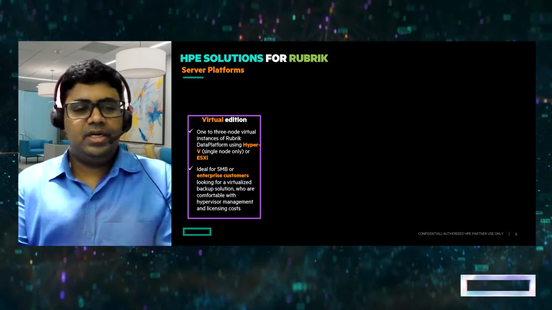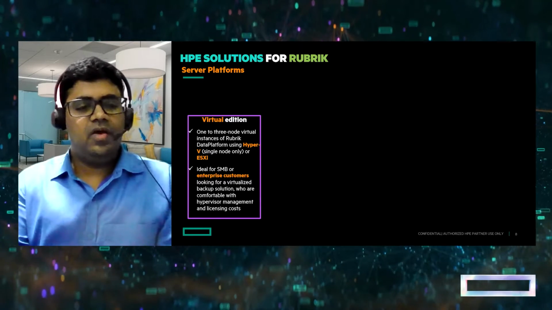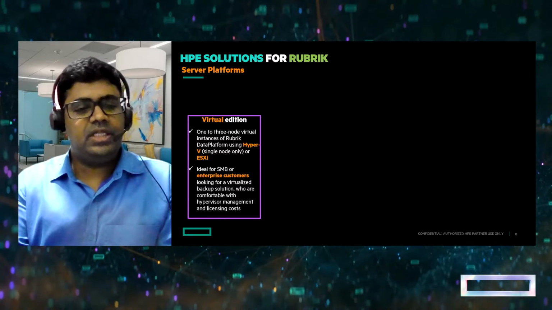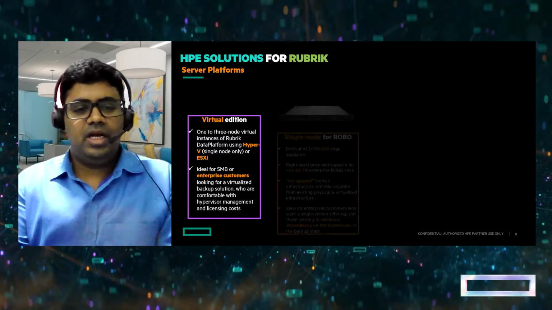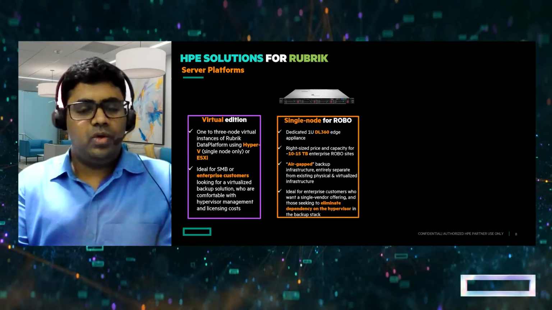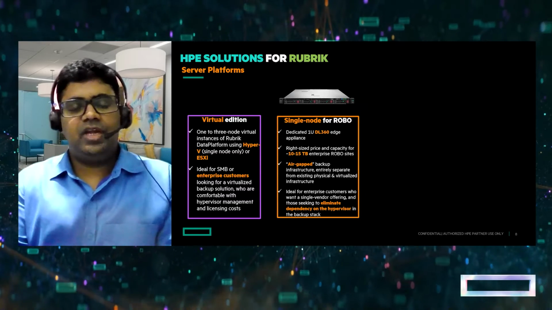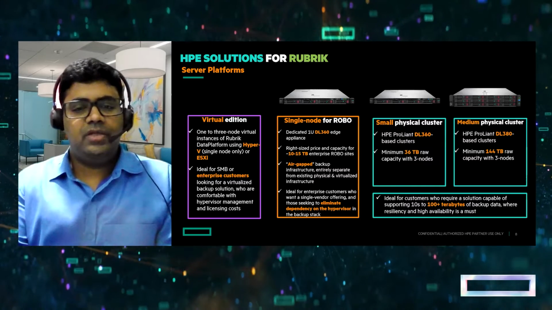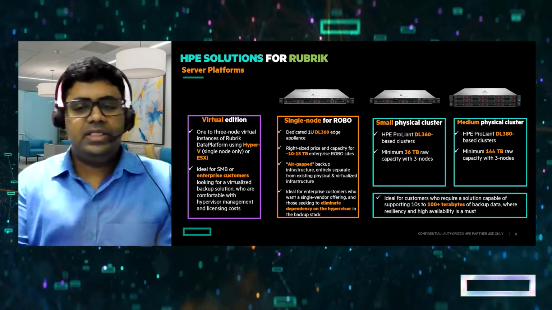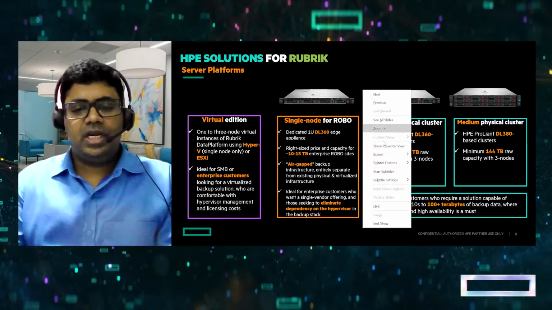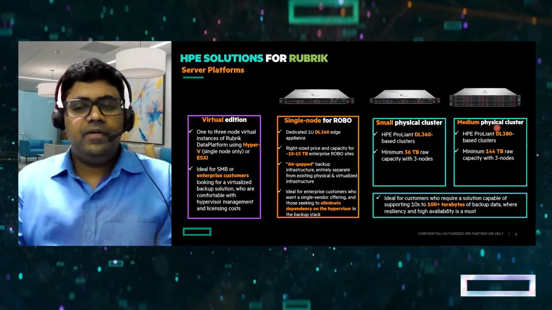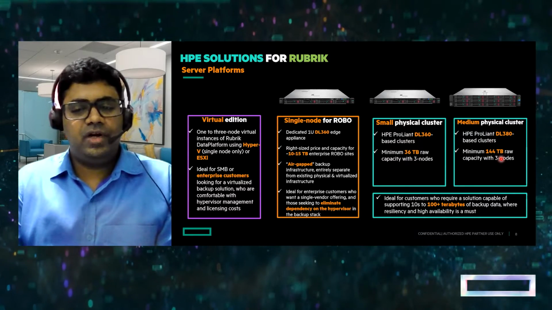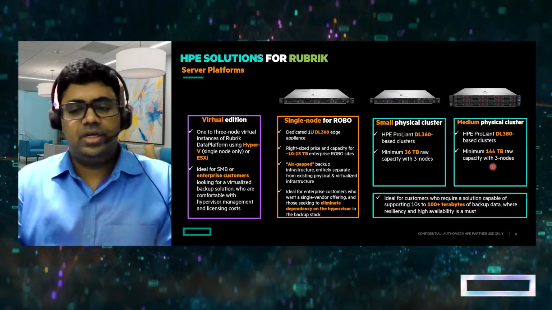So the virtual edition specifically starts with a minimum of 1 to 3 nodes, with the minimum recommendation of 1, and best practice is to start with 3-node virtual instances. And also a single node for remote office and branch offices, and we can use a 1U DL360 server as an edge appliance. And also we can plan to implement the HPE DL360 for the small physical cluster and some of the medium physical clusters. And for infrastructure size, minimally we should start with 144 terabyte raw capacity with 3 nodes.